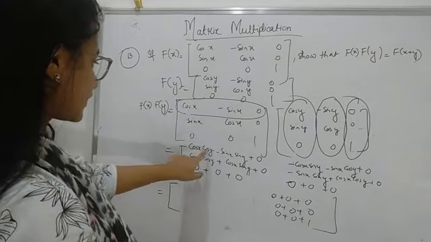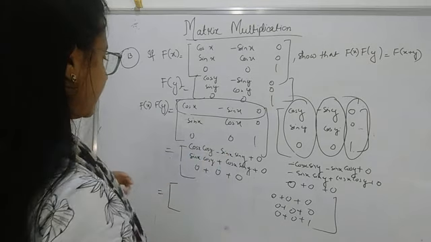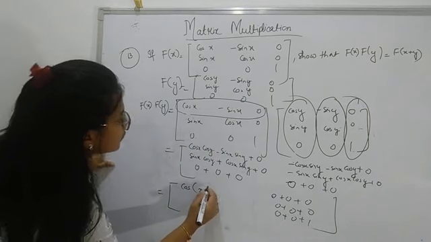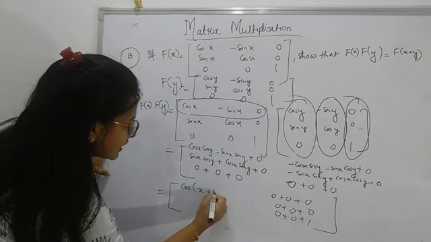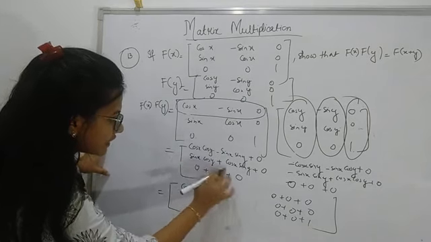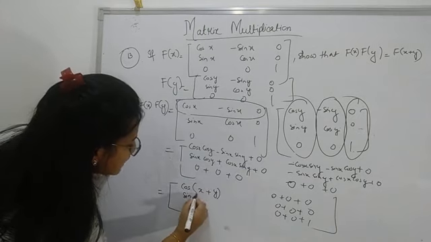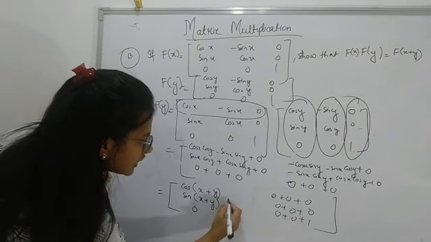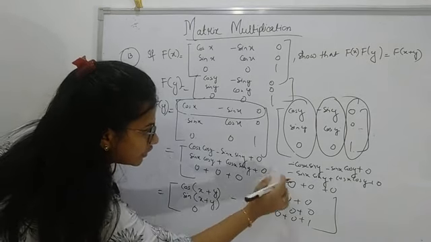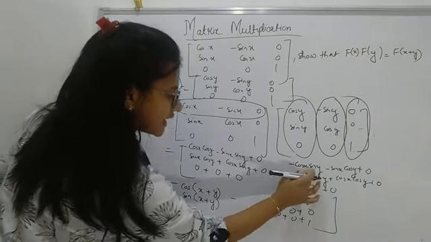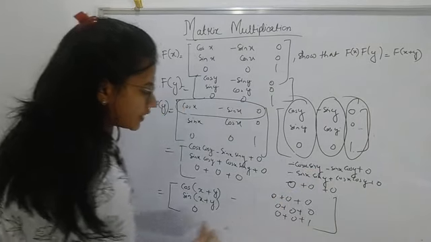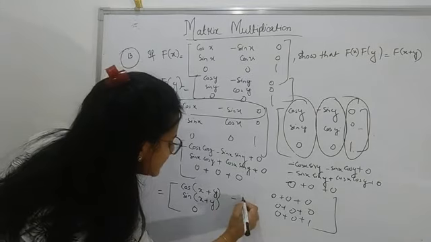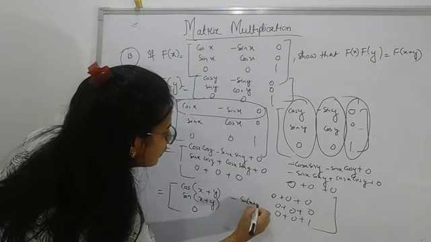What I have seen: cos x cos y minus sin x sin y, so we can write this as cos of x plus y. Here sin x cos y plus cos x sin y, so we can write sin of x plus y. It will be 0. Next it will be minus, if I take cos x sin y plus sin x sin y common, so it will be minus sin of x plus y.